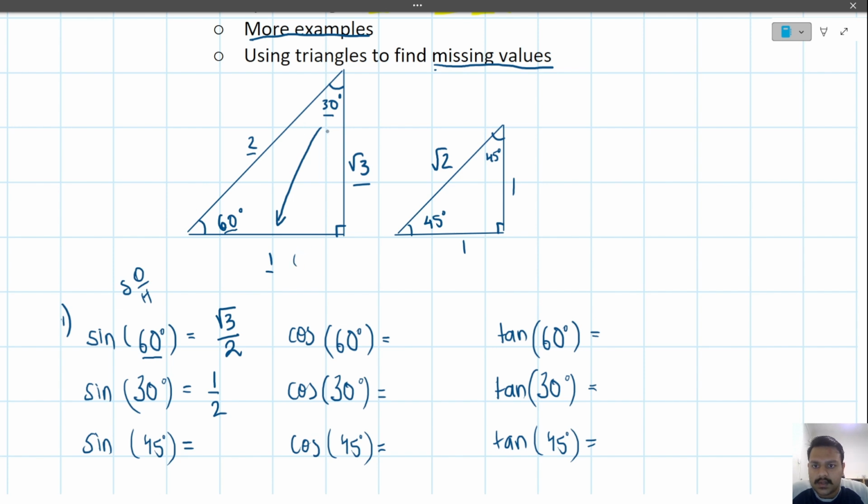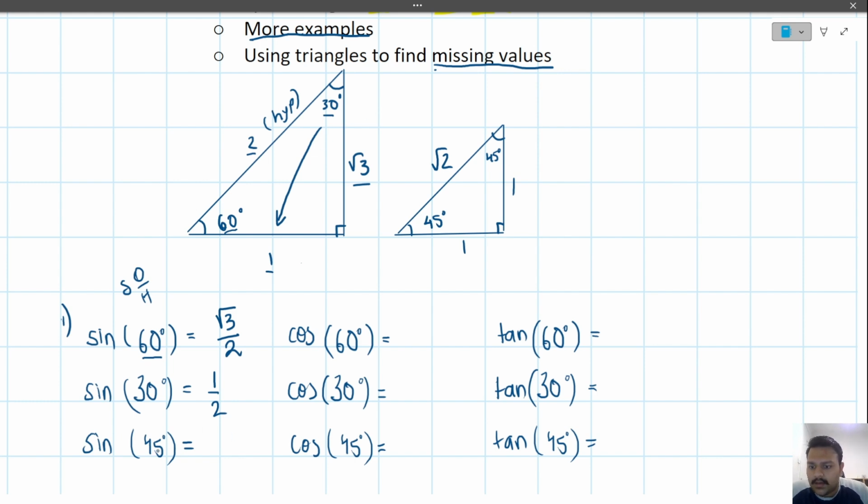This is sort of a reminder. For this 30 degrees angle here, this side is the opposite, this side is always going to be the hypotenuse, and this side is the adjacent for this angle. So depending on which angle you're working with, your adjacent and opposite are going to matter. Okay, so we'll get rid of those for now.